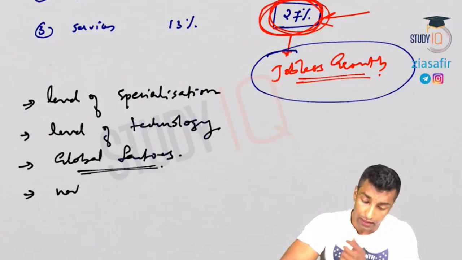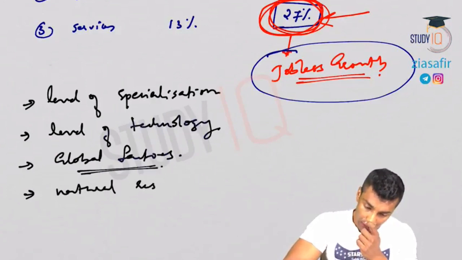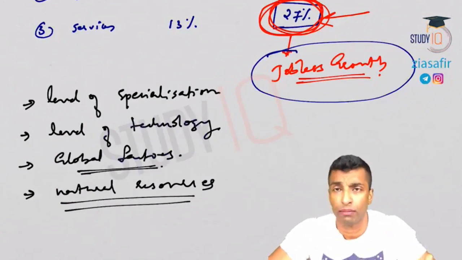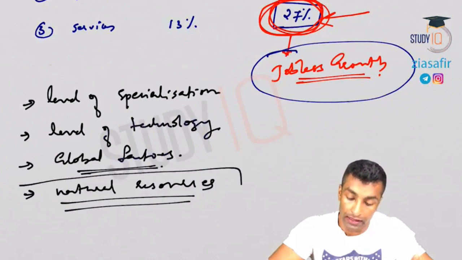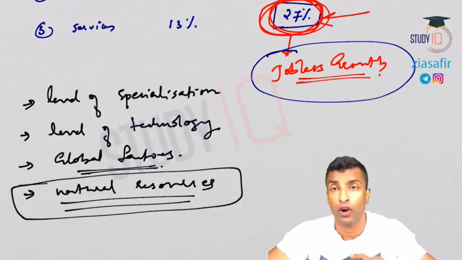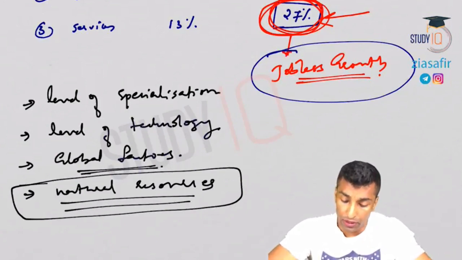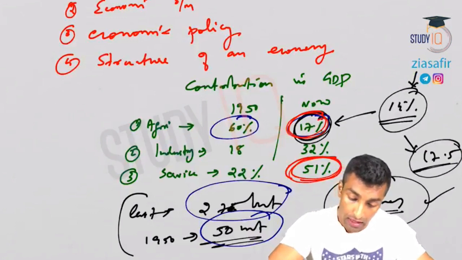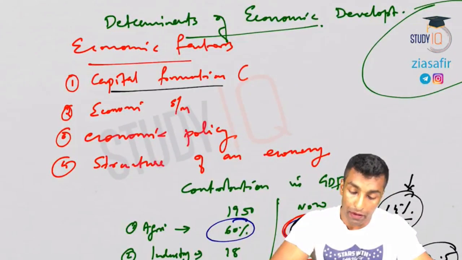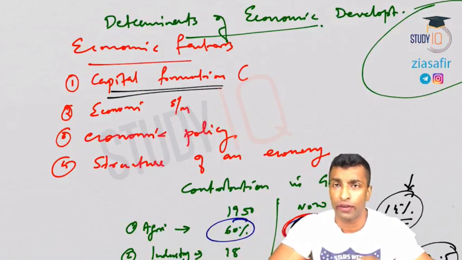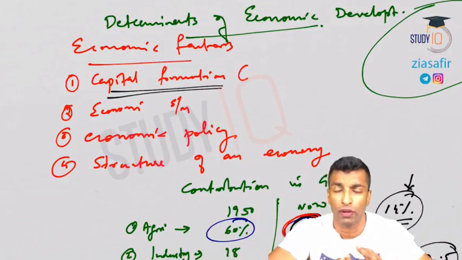Then we can also write natural resources. This is actually a debate, because some of the books put this particular determinant under non-economic factors. But anyway, I'm classifying it here under economic factors. So these are the economic factors. We have talked about capital formation. I'll do a separate video for this, a very important topic. If not in this video, definitely in the next video I'll cover this particular topic.